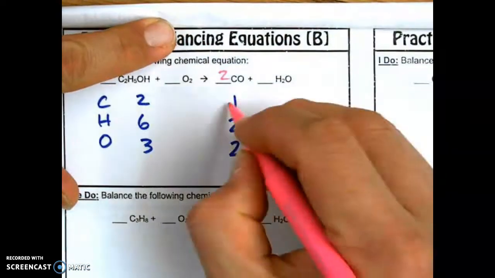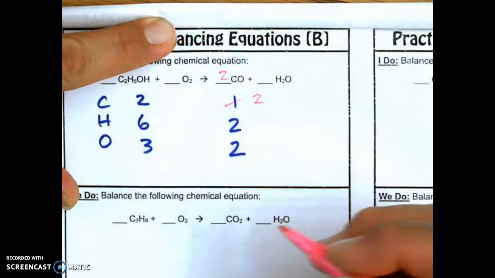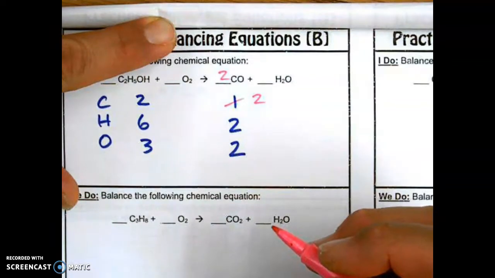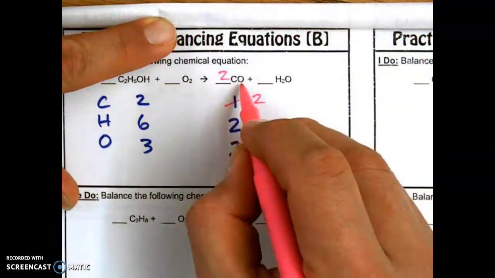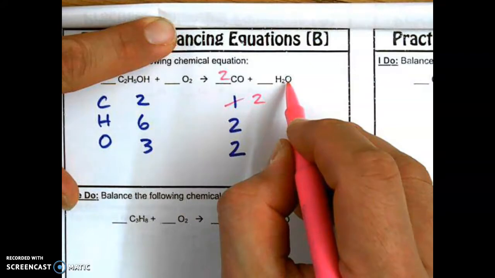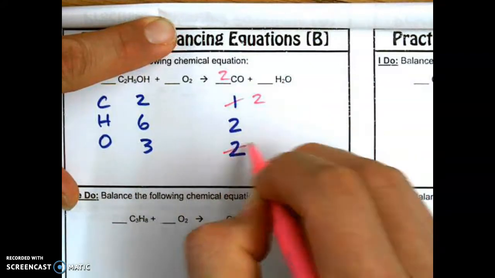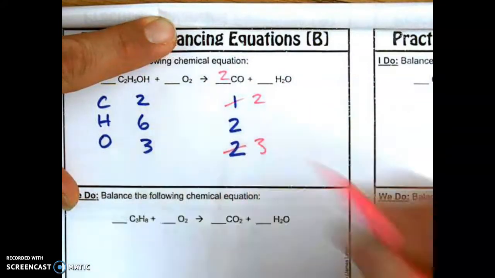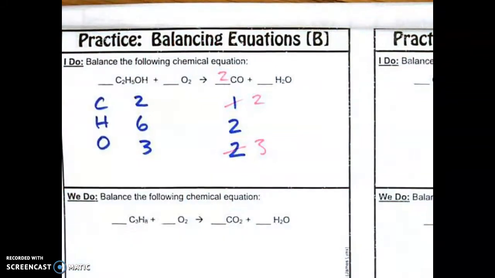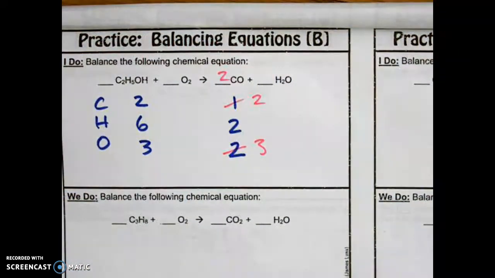So my number of carbons changes to 2, but it also changes my number of oxygen. How many oxygens do we have? 4. 2 here and 1 here. So my oxygen changes to 3. You guys all following so far? Sort of? Okay. Now my carbons are balanced.